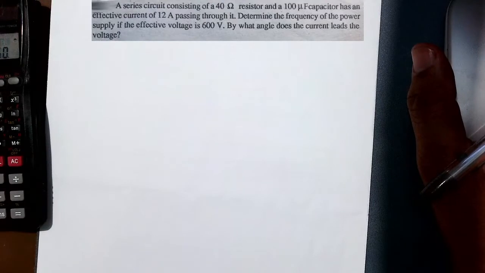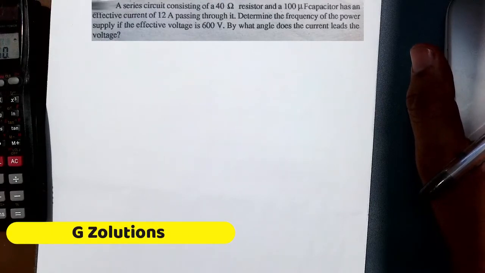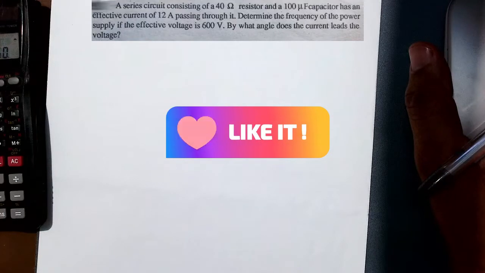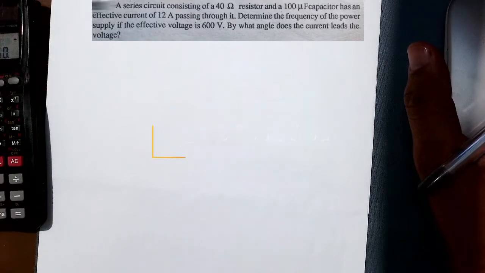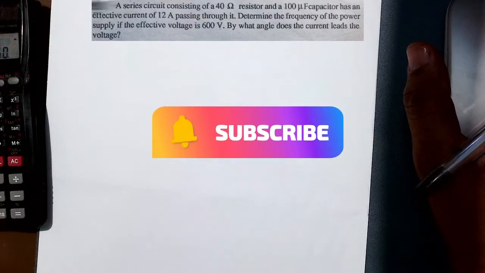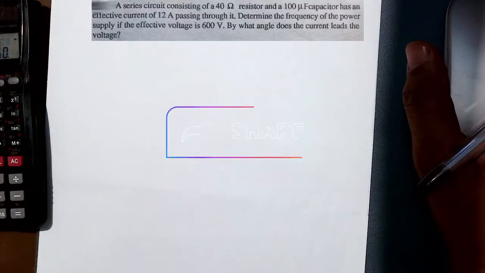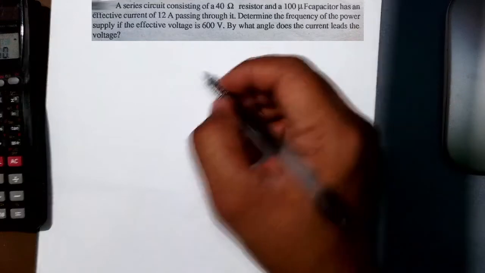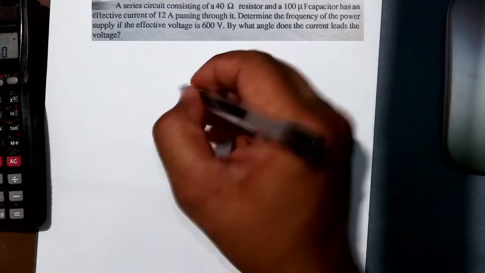Reading the problem, it states here that a series circuit consisting of a 40 ohm resistor and a 100 microfarad capacitor has an effective current of 12 ampere passing through it. Determine the frequency of the power supply if the effective voltage is 600 volts. By what angle does the current lead the voltage? Now let us illustrate the problem.